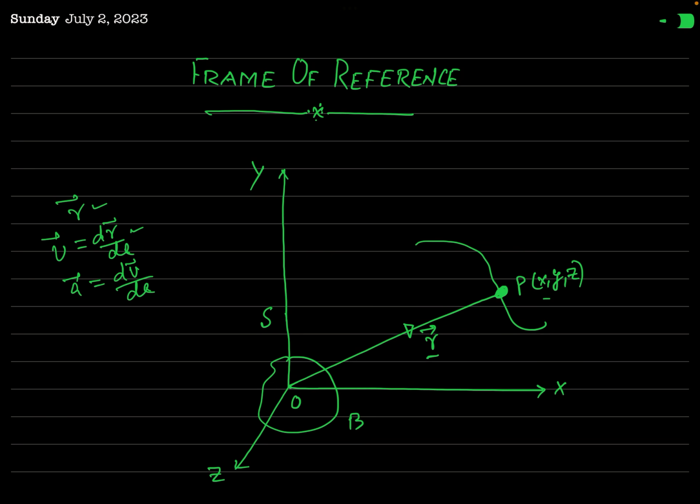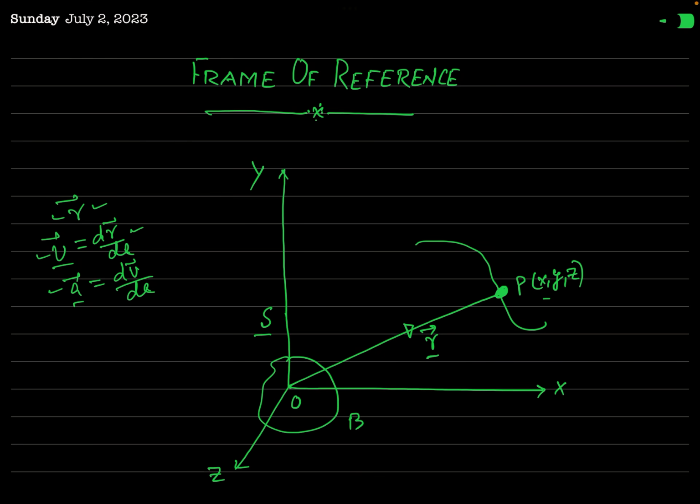And you know that this r, this v and this a are the parameters to describe the state of motion. So knowing r, we can easily find v and a. It means you can easily find all the parameters of motion with respect to this reference frame S. So a reference frame is simply a coordinate system attached to any body, a rigid body, with respect to which we describe the state of motion of a particle.